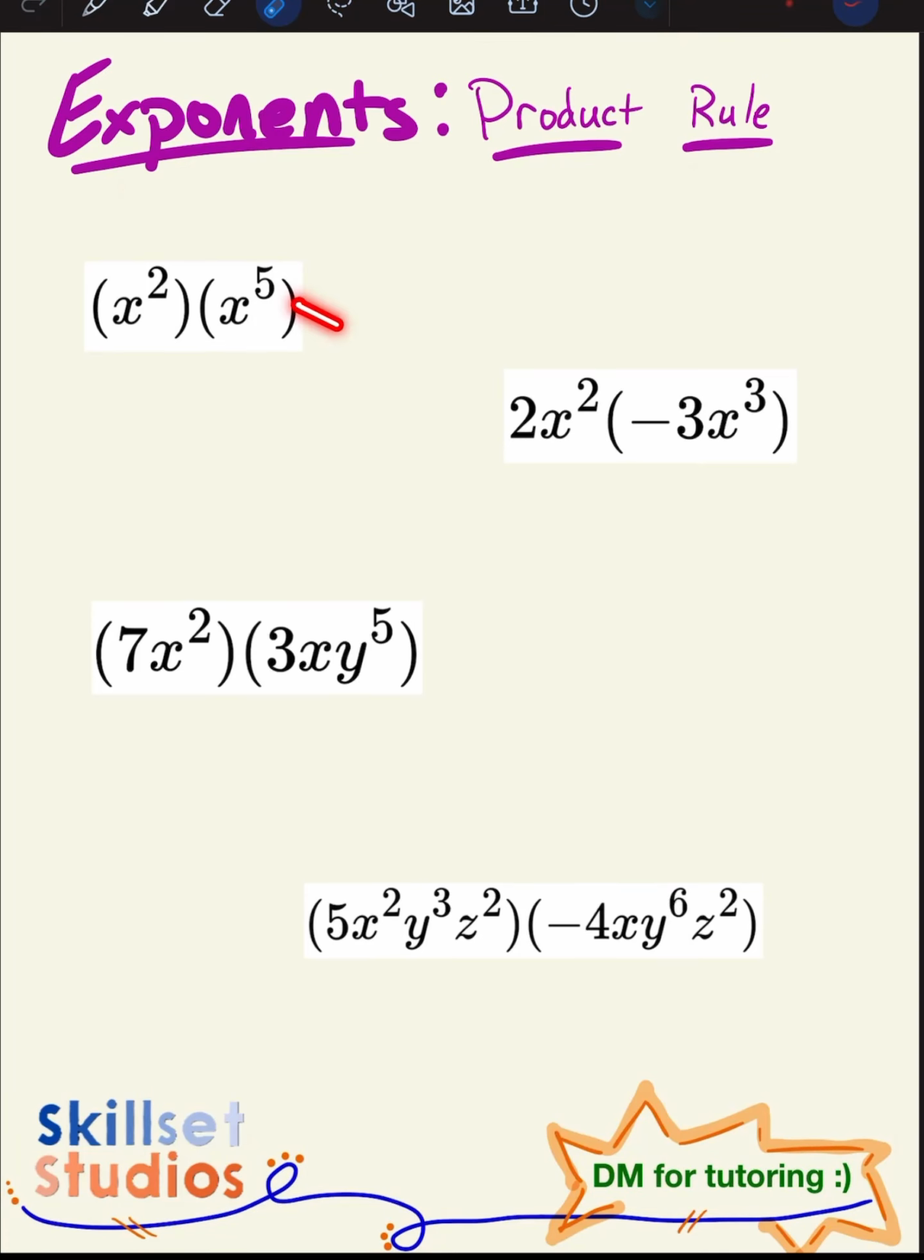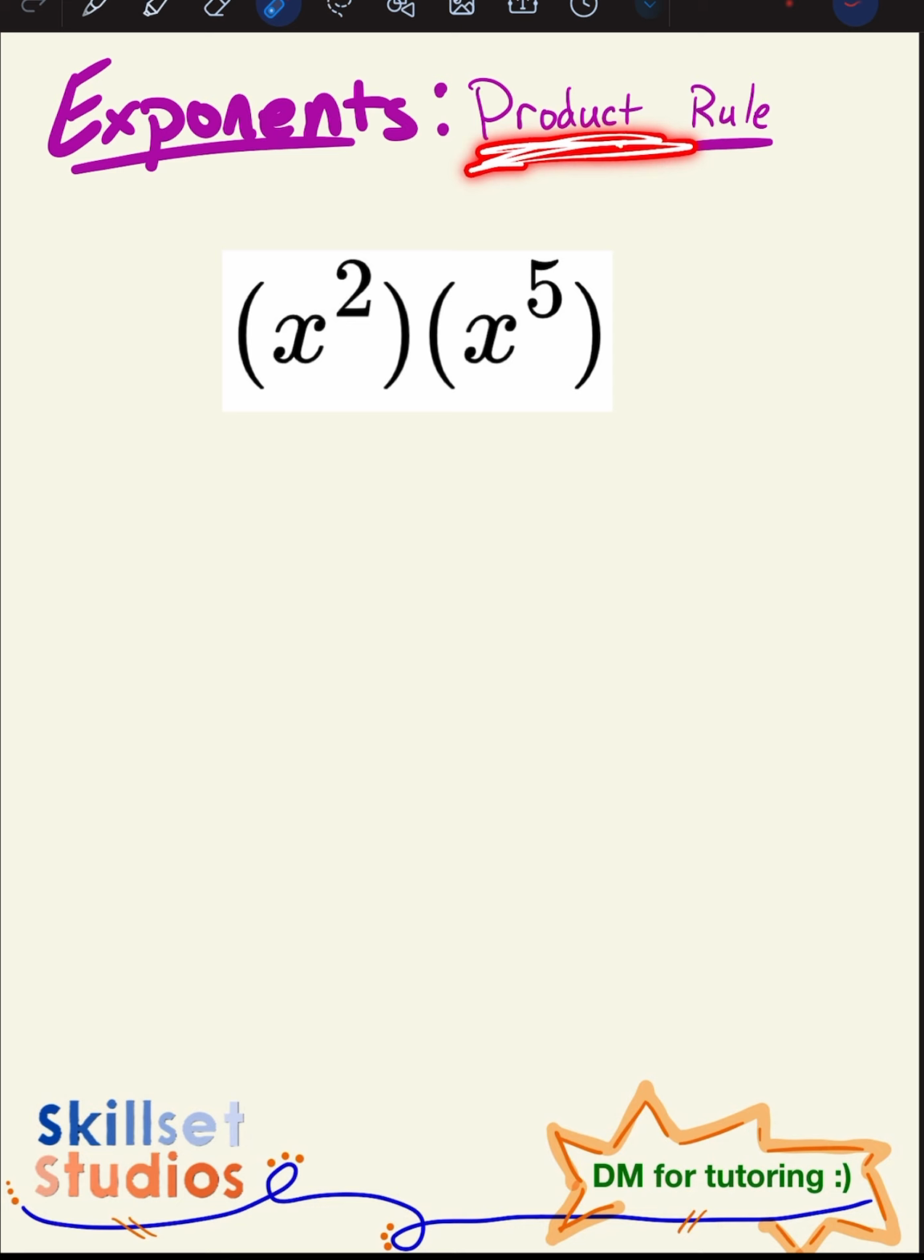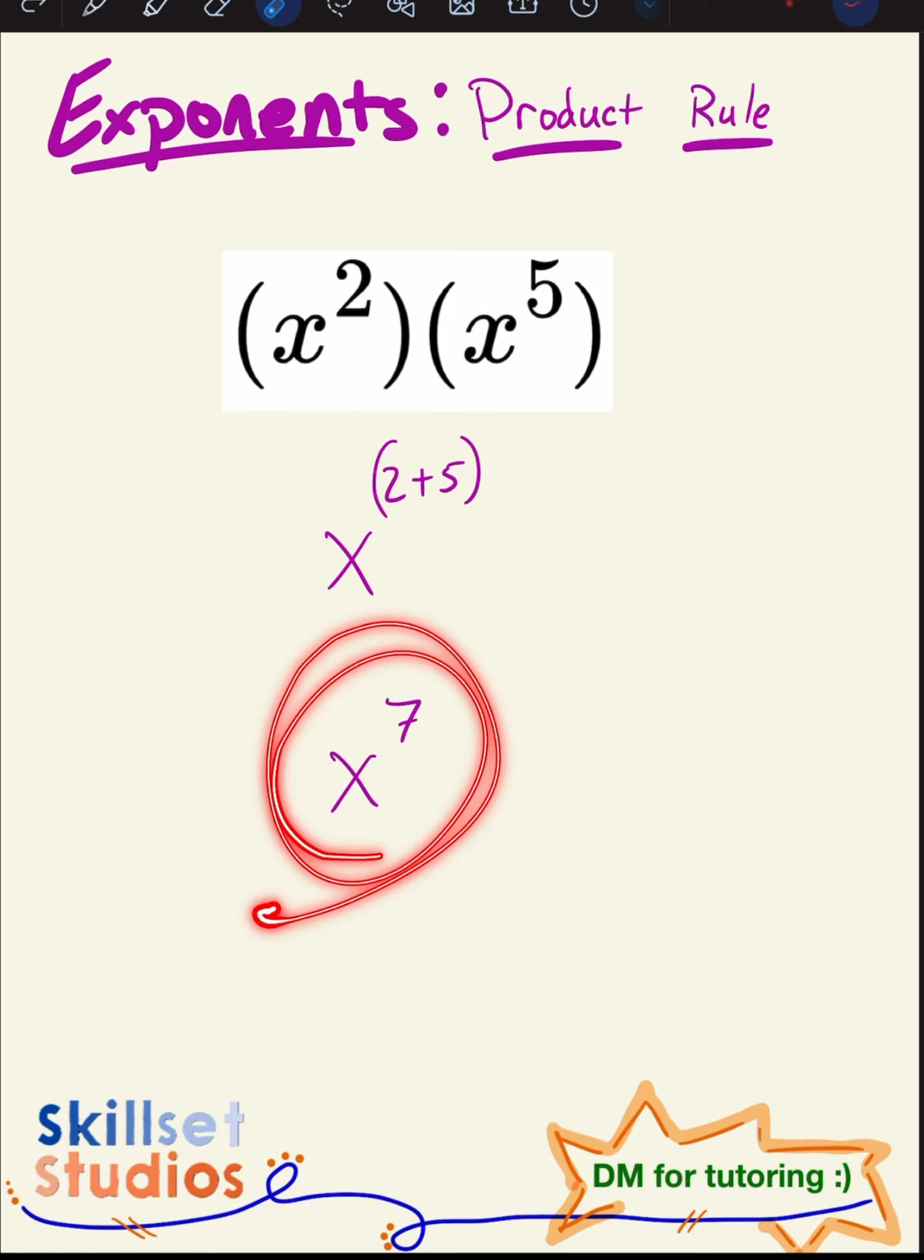Exponents product rule. 4 examples with increasing difficulty. Let's break them down. First example, the product rule states if you have the same base and they're multiplying, we can add the exponents. Notice the base will stay the same. 2 plus 5 is 7.